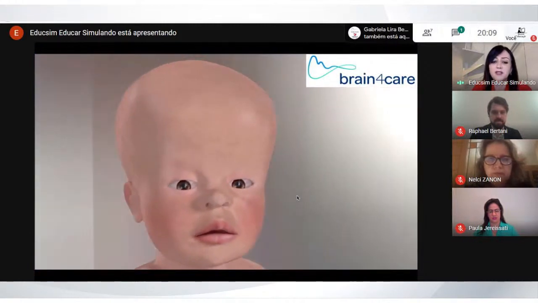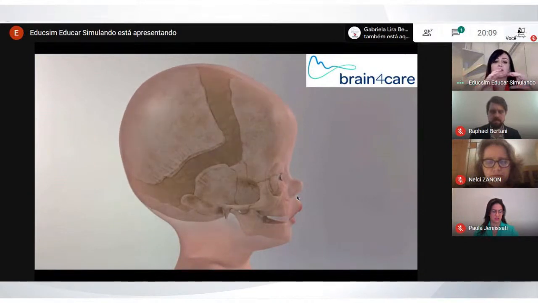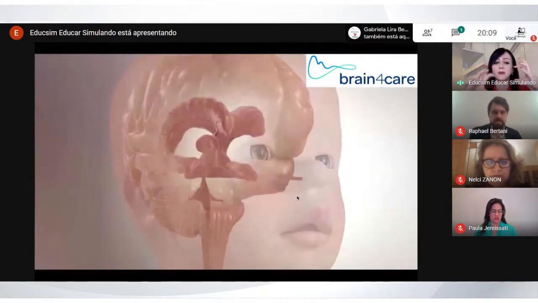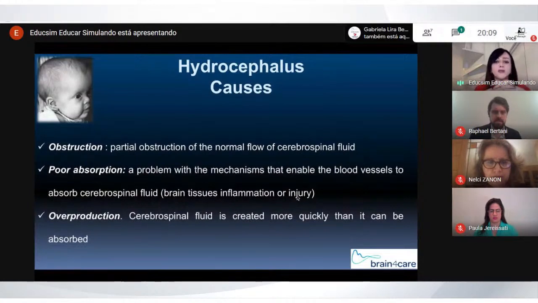Here we can see a video that represents hydrocephalus. We can see the enlargement of the ventricles, the cavities within the brain, and the increase of the brain pressure. There are three main causes for hydrocephalus. The first is obstruction, partial obstruction of the normal flow of the cerebrospinal fluid, or poor absorption. Another is a problem with the mechanism that enables the blood vessels to absorb cerebrospinal fluid.